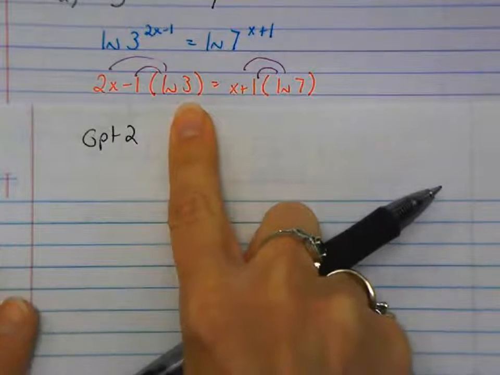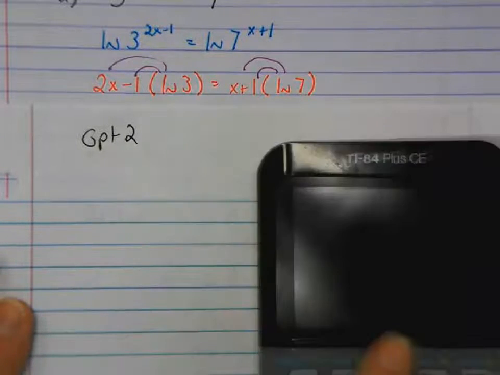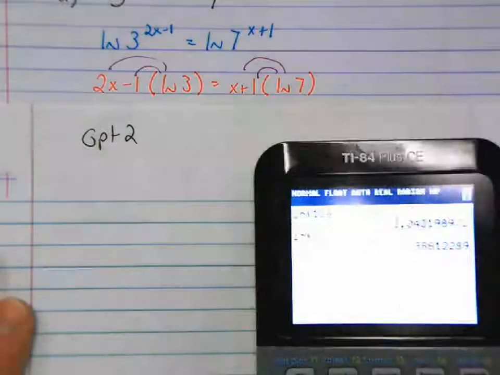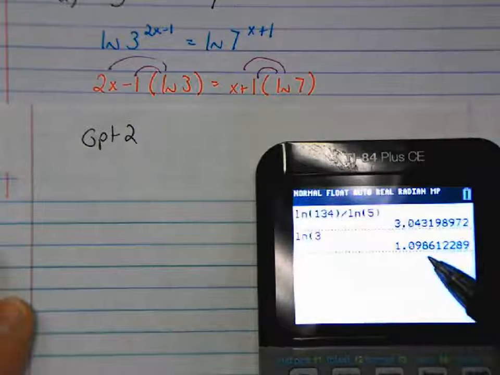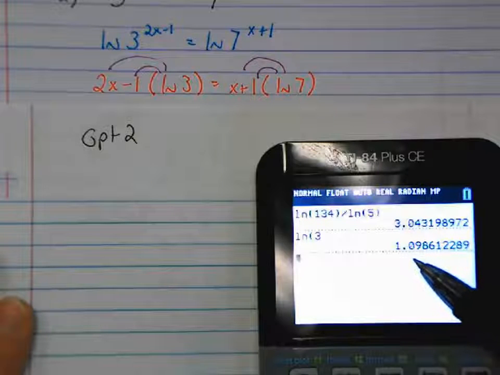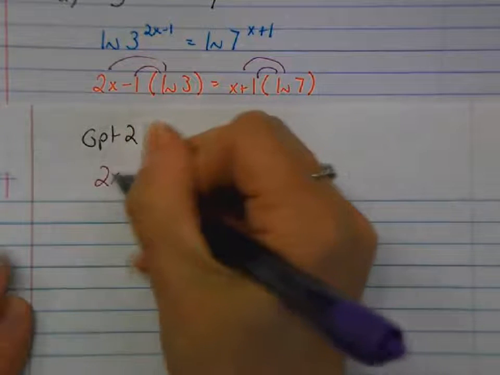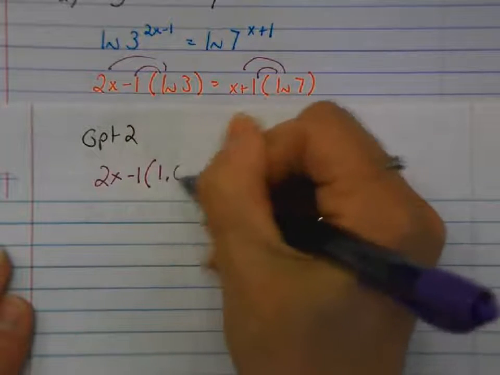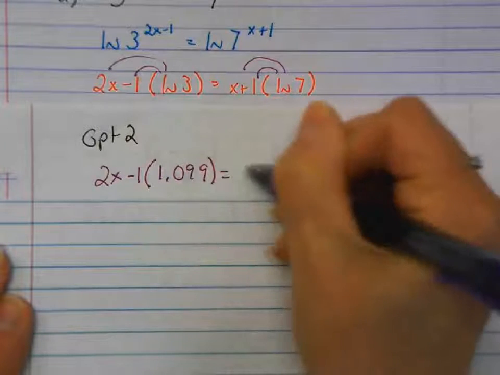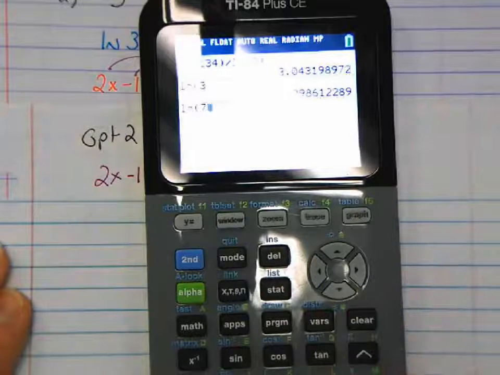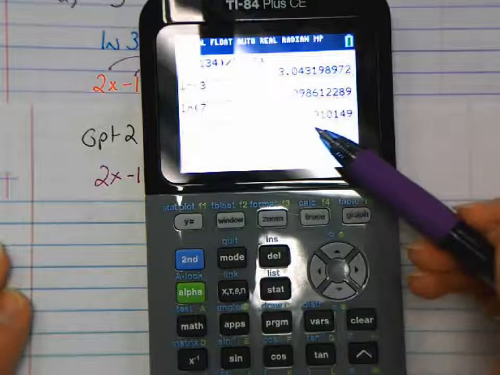You know what? Say I am okay getting an approximate answer, and I'm going to grab my handy-dandy calculator, and say, what in the world is the natural log of 3 anyway? I'm going to convert it to a decimal, and let's at least round to the nearest thousandth place. So we're going to call this 1.099. Okay? So I have 2x minus 1 times 1.099 equals x plus 1. Now I'm going to type in natural log of 7, and I get, again going out 3 places, 1.946.